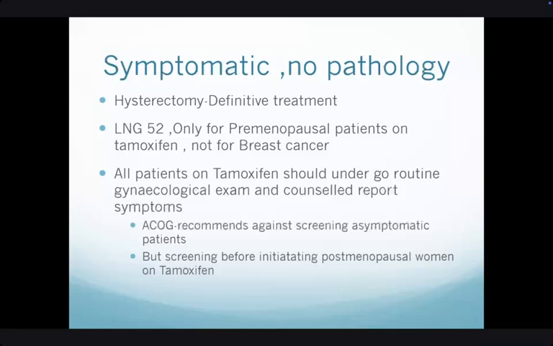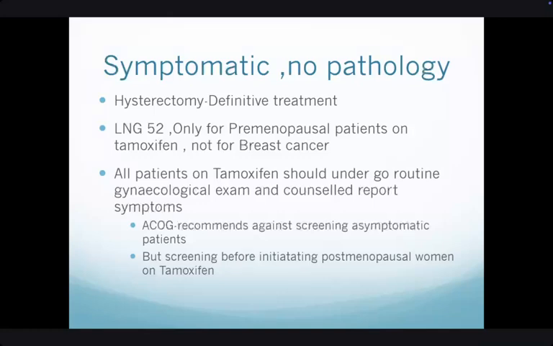Then in women who present with abnormal uterine bleeding but without any anatomical pathology or pathology at all, you can offer them hysterectomy as treatment. The Mirena is only for premenopausal patients on tamoxifen, not for breast cancer. All patients on tamoxifen should undergo routine gynecological exam, and we counsel them to report any symptoms.